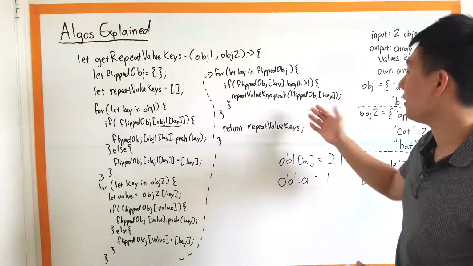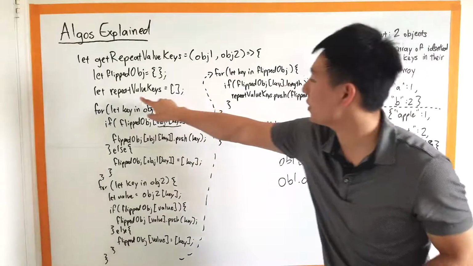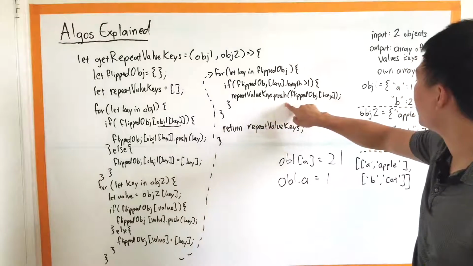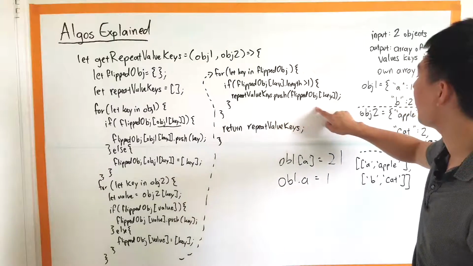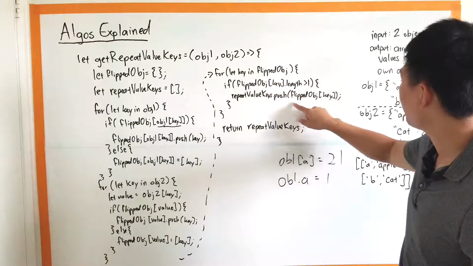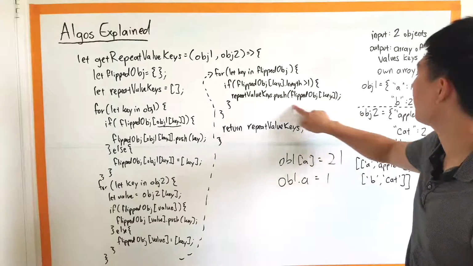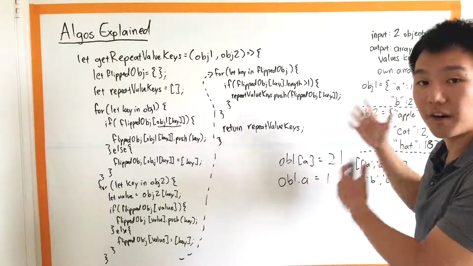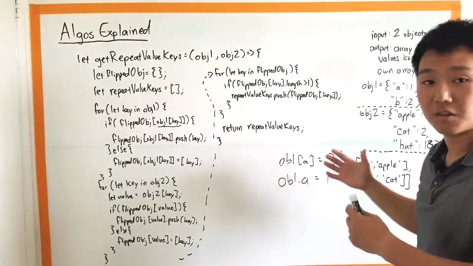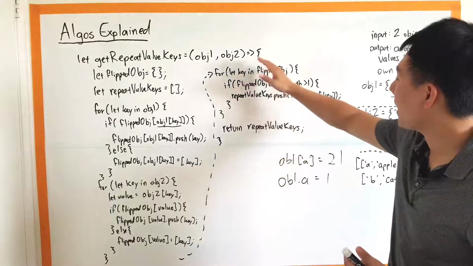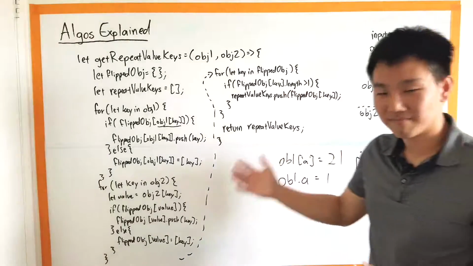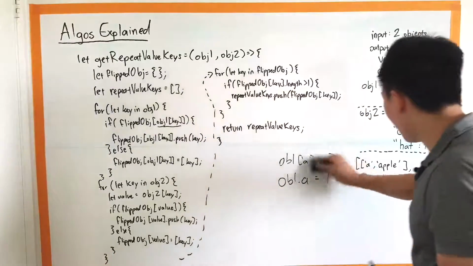Is it greater than 1? If it is, then we're going to push it into our output array, which was repeat value keys. So if the length is greater than 1, repeat value keys dot push, and we're pushing in that value, which is going to be an array. The key is just key, and when we do flipped object of key, that's going to give us the value. We were storing arrays as values, and so it's going to push an array into this array, forming that 2D array that we do want. And at the end of it, after we're done going through flipped object, we're going to return repeat value keys, and we're done. Whew, all right. That was a lot to go through.